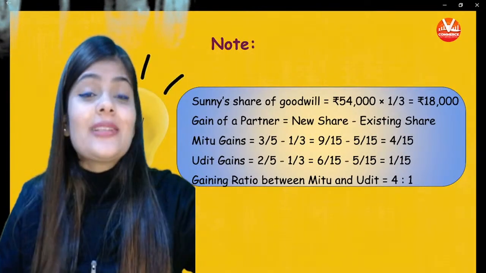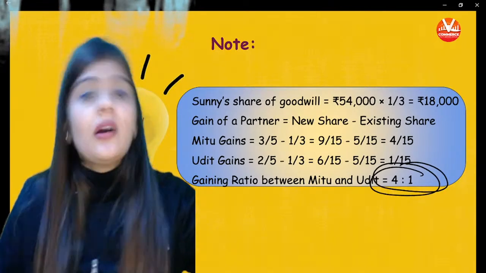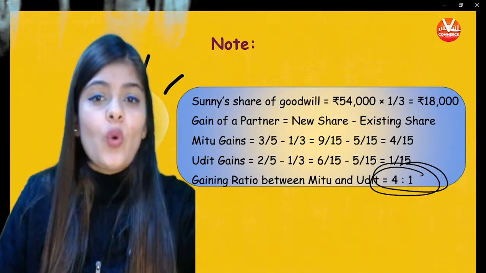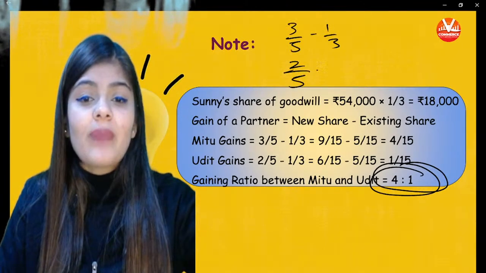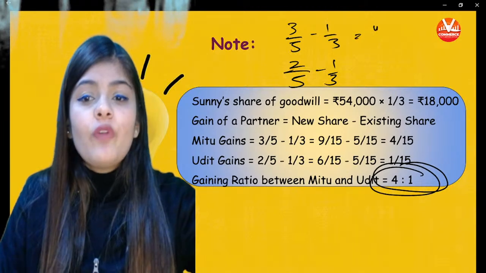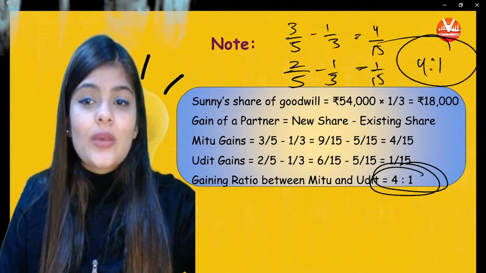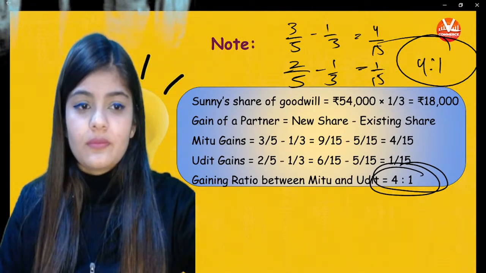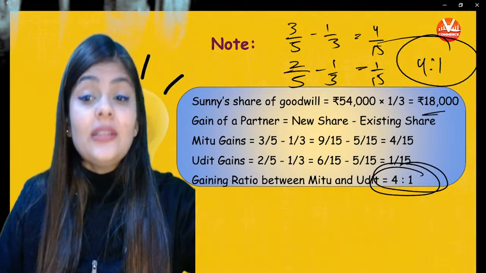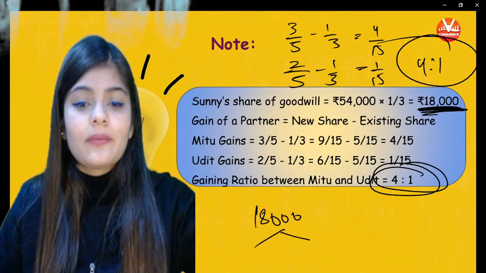So this is your gaining ratio, 4:1. New ratio minus old ratio. 3/5 minus 1/3, 2/5 minus 1/3, 4/15 and 1/15. So the gaining ratio is 4:1. So 18,000 is distributed in 4:1.